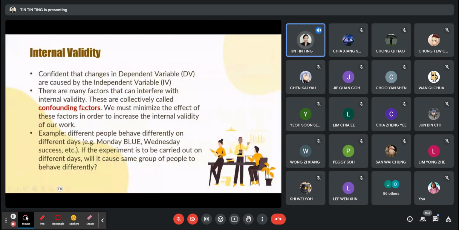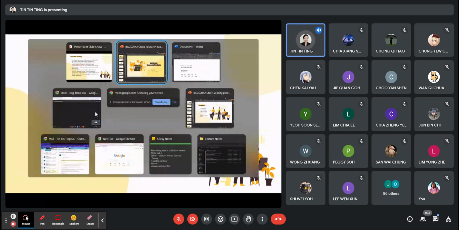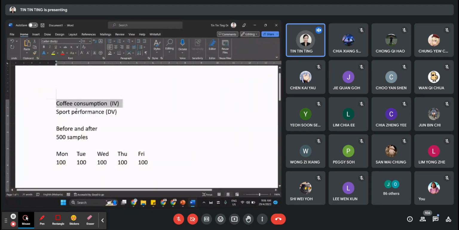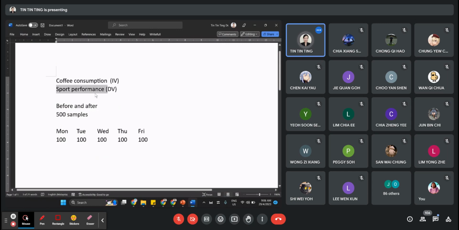Confounding factors means factors other than this IV which might affect your sport performance. What are the possible other factors that might affect your sport performance? According to this case study, different groups of people that come on different days might affect their performance. So the day that you come will also affect your sport performance. But this is not our IV, right?